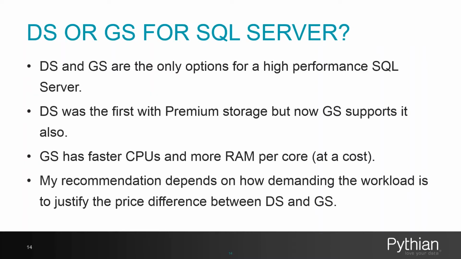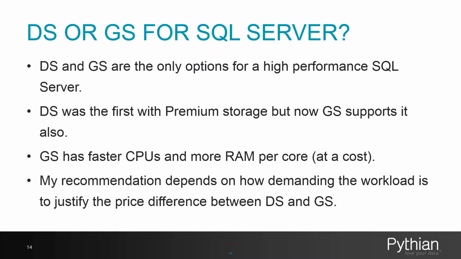As opposed to Amazon, which has all these memory optimized, CPU optimized, and I/O optimized machines, the story on Azure is a lot simpler. There's either DS or GS. That can be a bad thing if you like a lot of choice, but to me it's a good thing because it makes the design decision a lot simpler. If you're going to create a high-performance SQL Server on Azure, you basically have two choices: either a DS or a GS. DS was the first with premium storage. Now GS supports premium storage as well. GS has faster CPUs and more RAM per core, and obviously you get charged more for that.